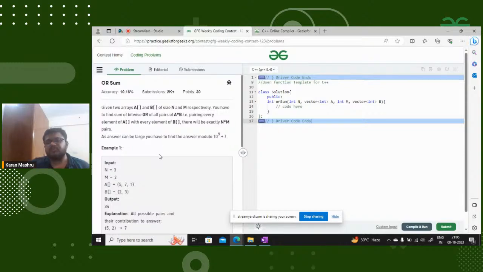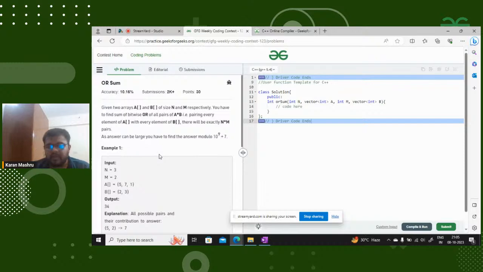Okay, so the next question is OR sum. Given two arrays A and B of size n and m, you have to find the sum of bitwise OR of all the pairs A into B. That is, pairing every element of A with every element of B. There will be exactly n cross m pairs. As the answer can be large, you have to find the answer modulo 10 to the power 9 plus 7.